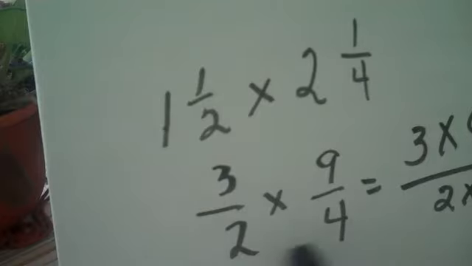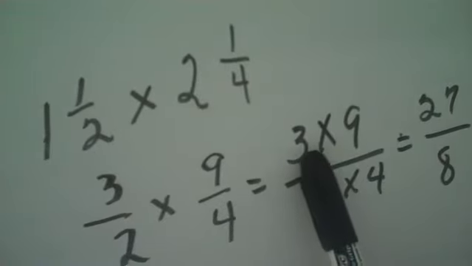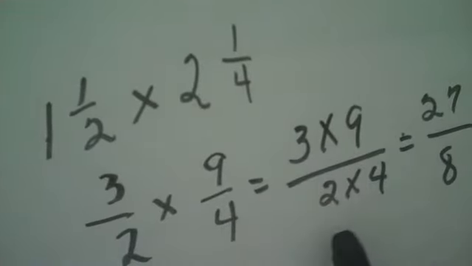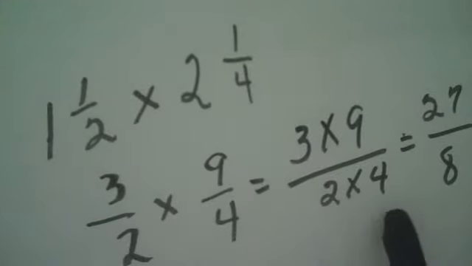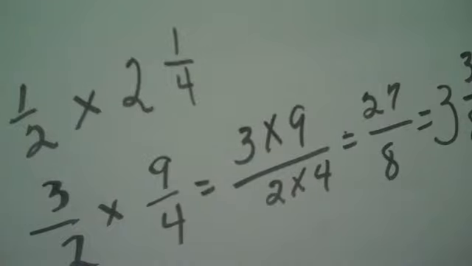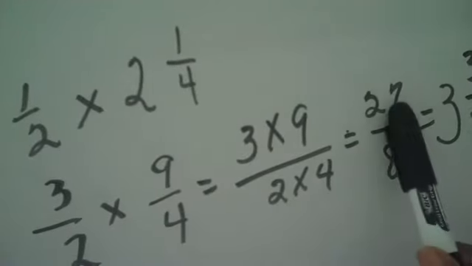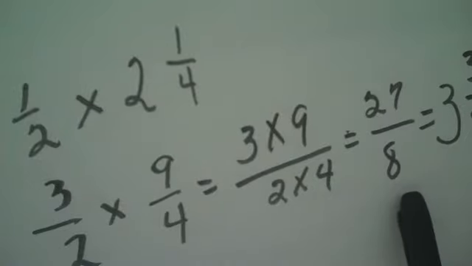So this gave us two fractions with just numerators and denominators. So we said what we do next is multiply the numerators together, 3 times 9, and the denominators together, 2 times 4, and that gave us 27/8. And we said 27/8 is an improper fraction, because the numerator is larger than the denominator. So that means we have to change it to a mixed number.